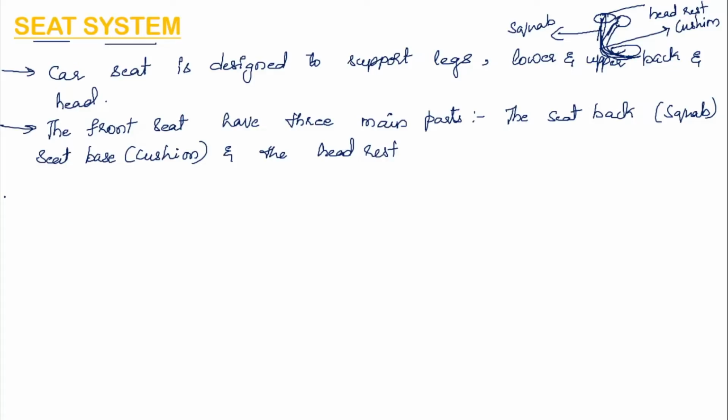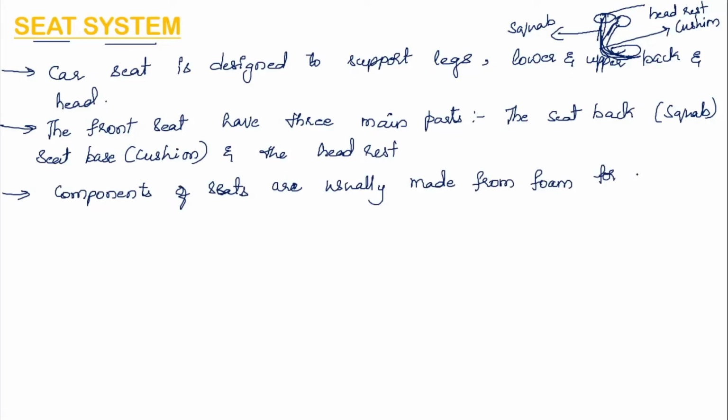Components of the seat are usually made from foam for comfort. So all these components or parts of the seat are made from foam for comfort. Even while choosing the foam for making the seats, we have to see that the foam is suitable for balancing comfort, support, safety, as well as they must be recyclable. They should have recyclable properties.